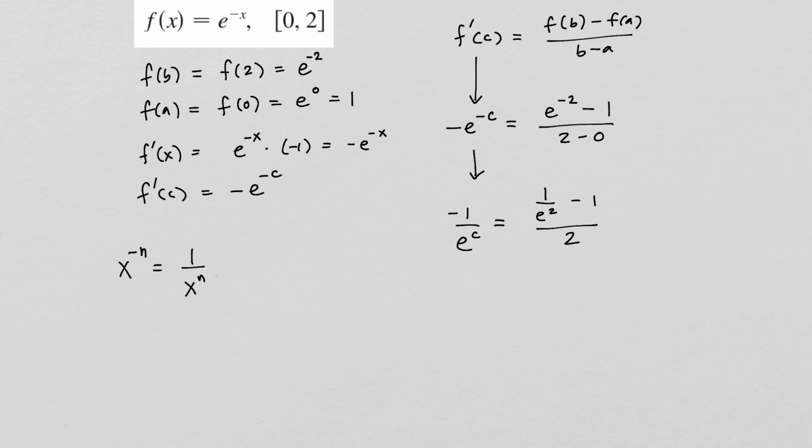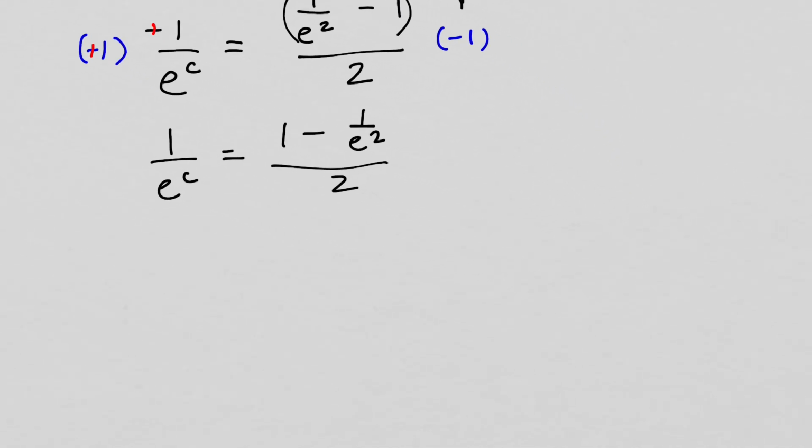Now I'm going to multiply both sides by -1. That will cancel out the negative sign here, and we have 1 over e to the c is equal to, now on the other side, when you multiply by -1 to both of these, it's just going to reverse the subtraction. So we'll have 1 minus 1 over e squared divided by 2.